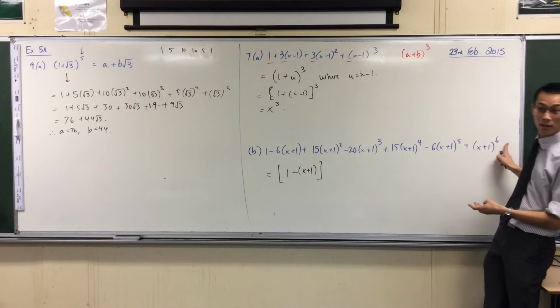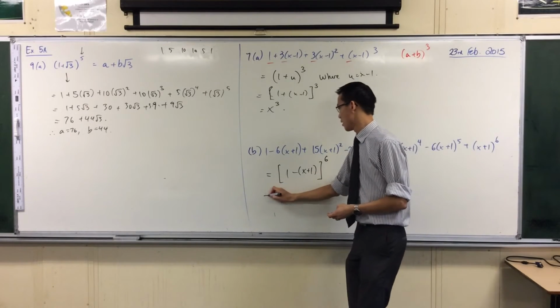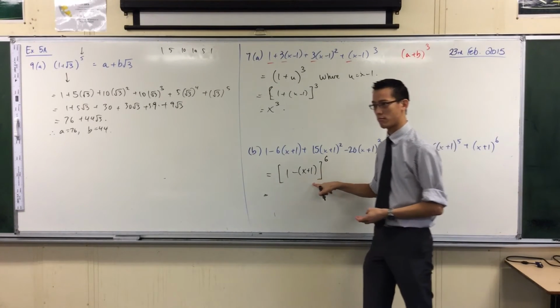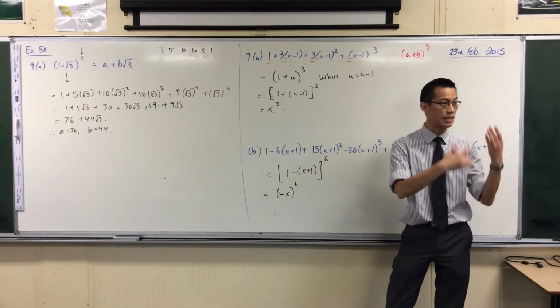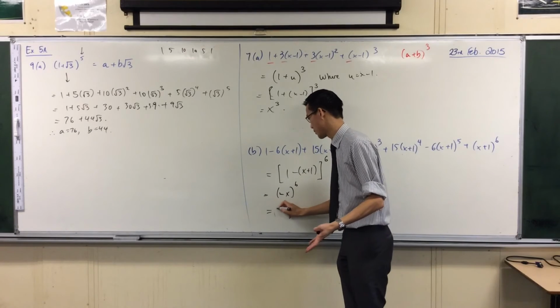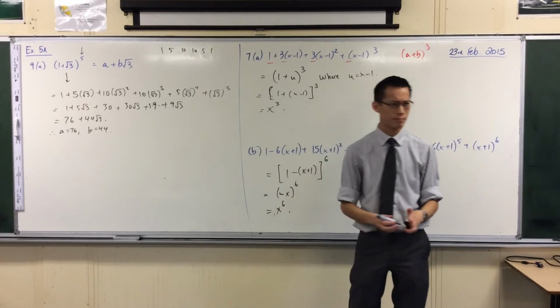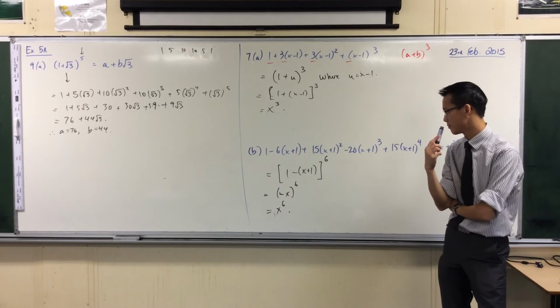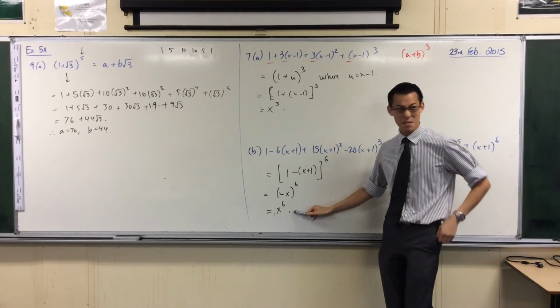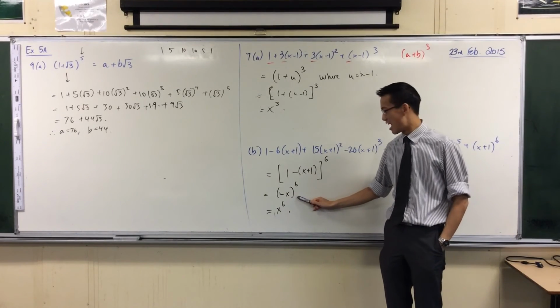You just have a look at the end. Right? 1 minus x plus 1. That's negative x, right, to the power of 6. And because it's an even power, all of the negatives will cancel. Happy? So which one do we write as the final answer? The one with the negative or without the negative? I'd say that's simpler than that.